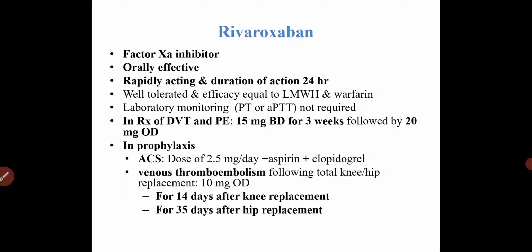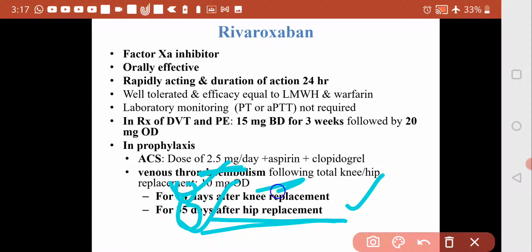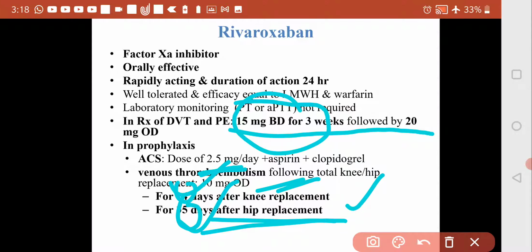Then venous thromboembolism following total knee or hip replacement, there is 10 milligram OD for prophylaxis purpose. If it is a knee replacement, then it is 14 days. In hip replacement there are more chances of venous thromboembolism, so more days, 35 days, are required. In knee, 14 days are required. Acute coronary syndrome dose is only 2.5 milligram, here it is 10 milligram OD. And in the treatment of venous thromboembolism, then 15 milligram BD for 3 weeks, then 20 milligram.